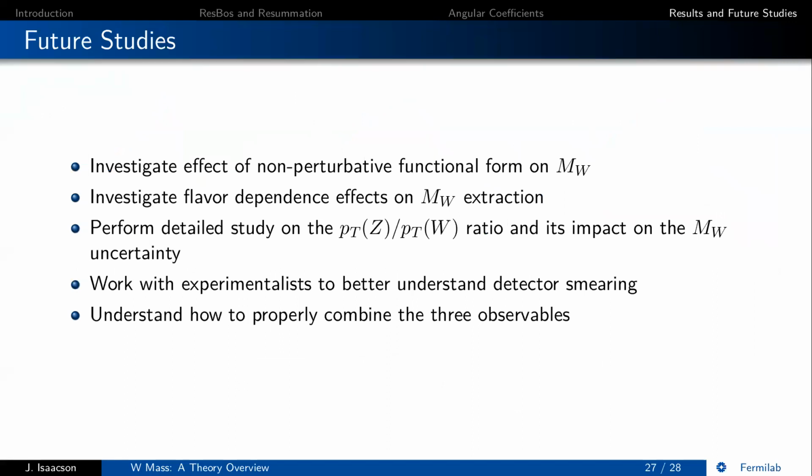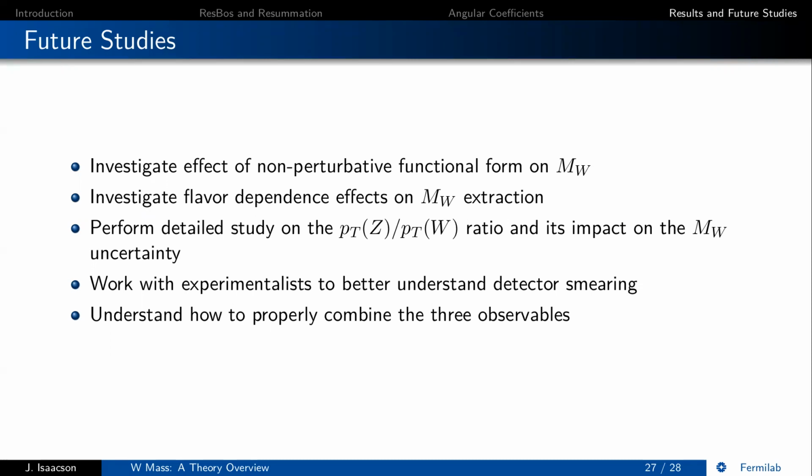And so there's a lot of questions that are still going around and things that need to be investigated. Some future studies that I'm working on, that many people are starting to look into, is to investigate the effect of the non-perturbative functional form on MW, as I mentioned already, to really look into this flavor dependence. I think this is a key place to go and look, because with these flavor dependent pieces, you could tune U and D differently to still fit the PTZ data and have a larger effect on MW. So it's an interesting place to go investigate.